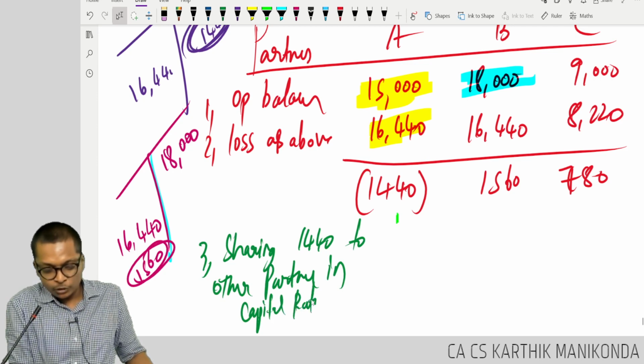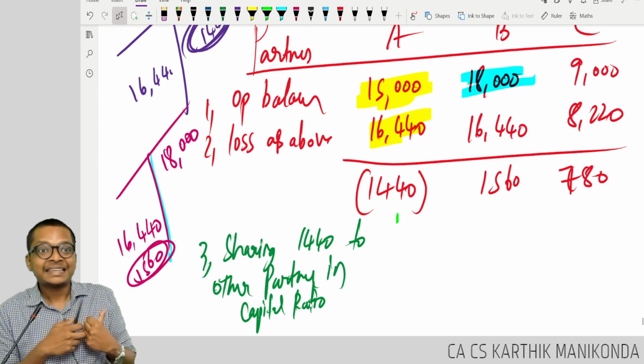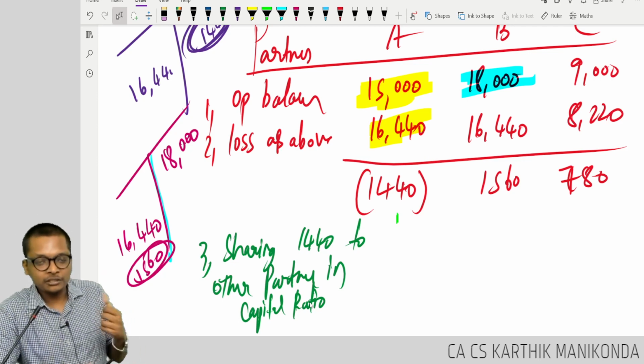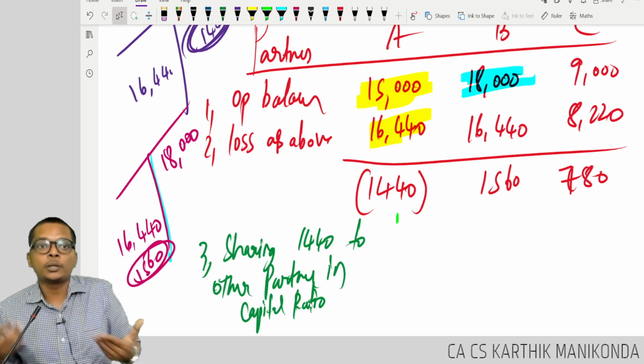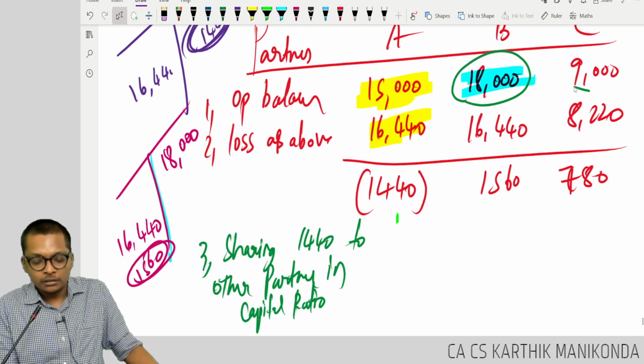Capital ratio. I will tell you a quick logic. Logic is basically, this is what loss? Capital loss. See, profit loss comes on a day-to-day basis. Capital loss will be shared only in the capital ratio of the partners, of how much they have contributed. How much B contributed? C contributed. So the ratio is 2:1.